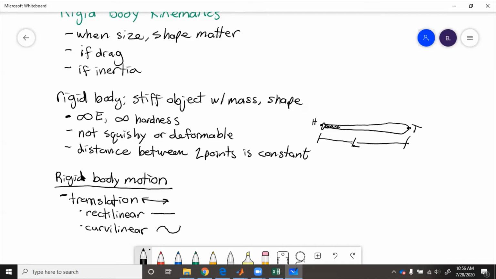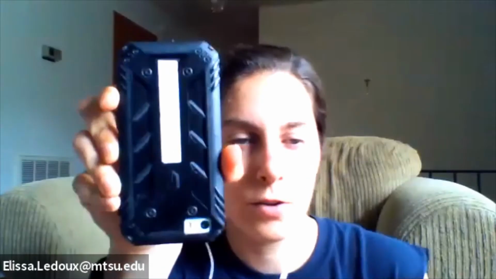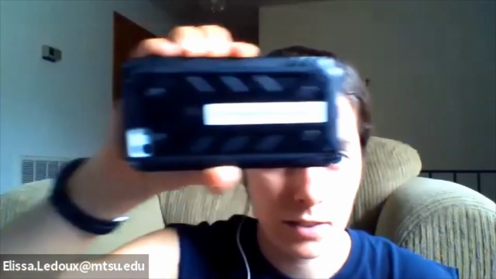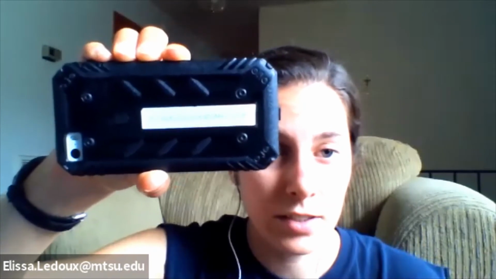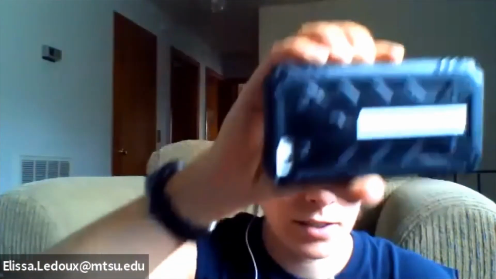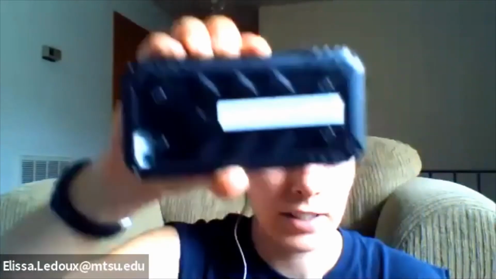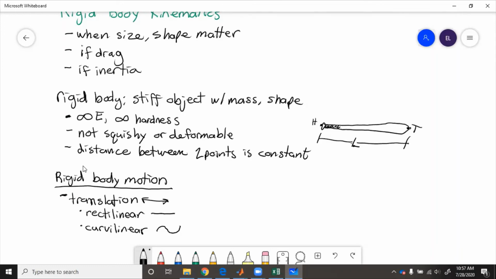So I will show y'all an example of that. So an example here of rectilinear translation, moving in a straight line. An example of curvilinear translation, orientation doesn't change, although the object does not move in a straight line anymore. So this is curvilinear translation. You can see the phone stays horizontal, but it's not moving in a straight line. So that's curvilinear translation. Also, we can have fixed axis rotation.